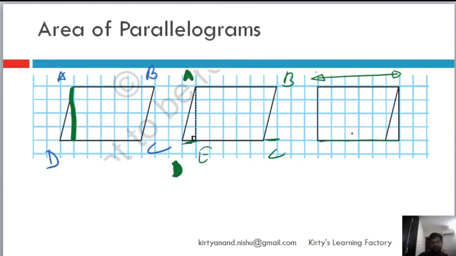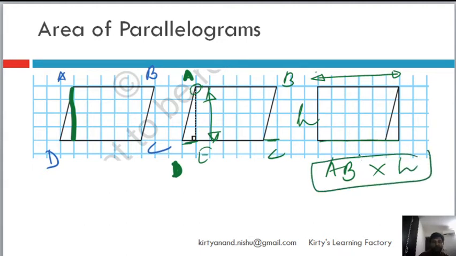So basically it is equal to the rectangle for which one side is AB, one of the sides of the parallelogram, and the other side of the rectangle is nothing but the height of the parallelogram, or basically the length of the perpendicular from the top to the other side. So it becomes a rectangle, AB into whatever the height is. That's the area. So the area of the parallelogram is the length of one side multiplied by height.